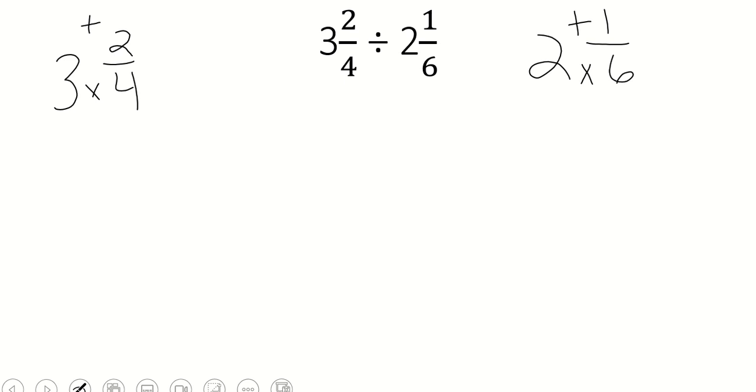Multiplication comes before addition. So 4 times 3 is 12, plus 2 is 14. Bottom number stays the same. I come over here, 2 times 6 is 12, plus 1 is 13, and my bottom number stays the same.